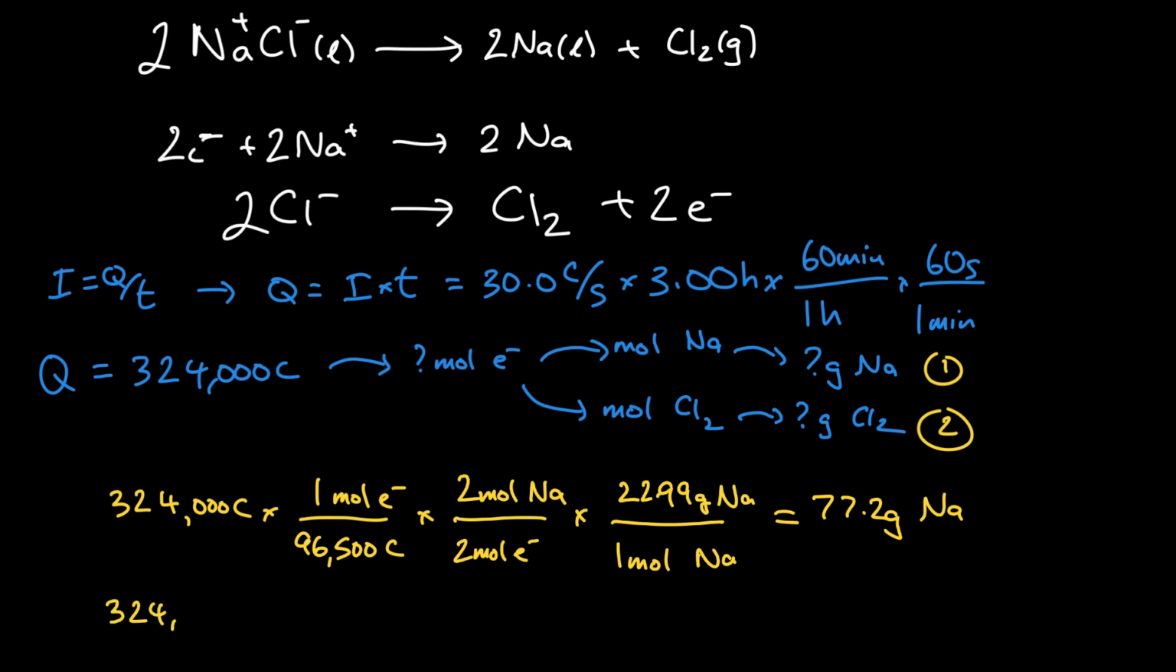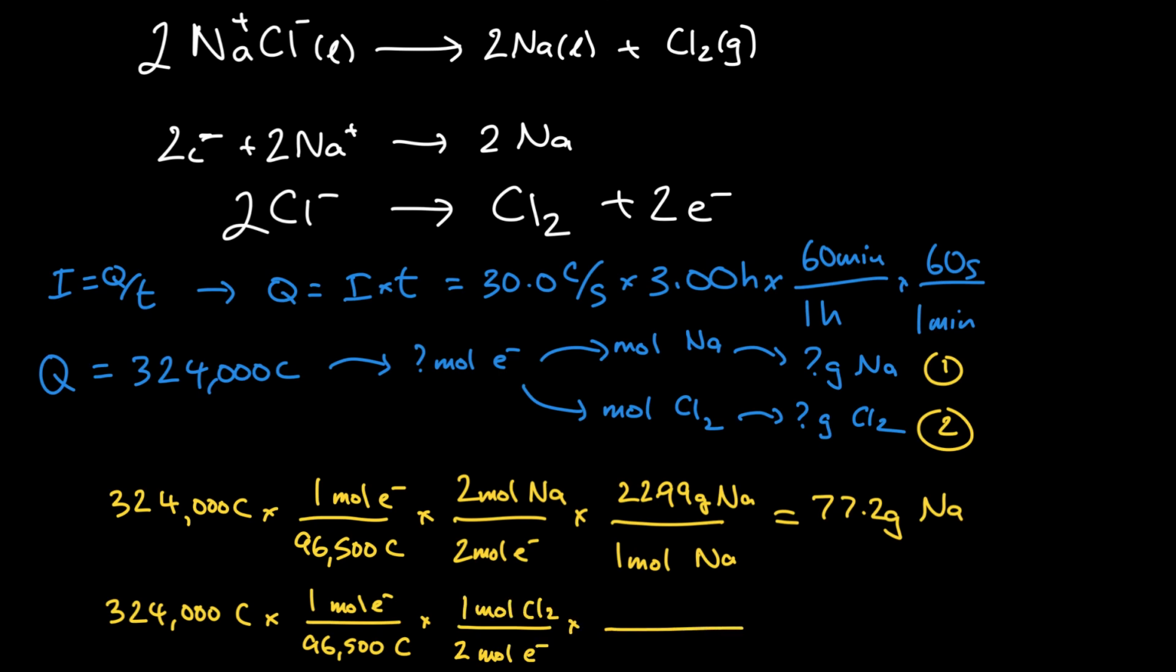So 324,000 coulombs of charge. And we can change coulombs into moles using the Faraday. So 96,500 coulombs is a mole of electrons. And for chlorine, we can see that 2 moles of electrons are needed to make 1 mole of chlorine. So that's that 2-to-1 ratio there. So we write 2 moles of electrons, 1 mole of chlorine.